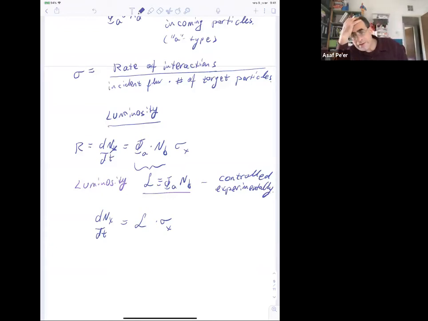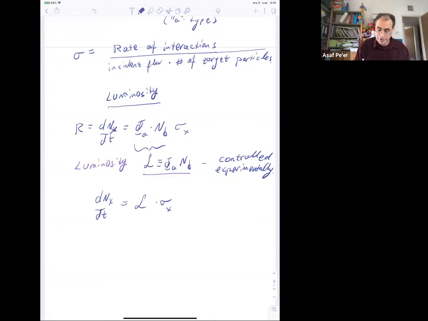So we choose the target. We have some control of the incoming particle flux, the velocity, the density. This is something which we actually have control over. And dN_x over dt is something which you can actually see. This is what we measure in the experiment. So that's how we can deduce sigma_x. As opposed to that, sigma_x is something which we measure. This is control. This is measurable. And this is something that is controlled by the physics, really. This is the nature.